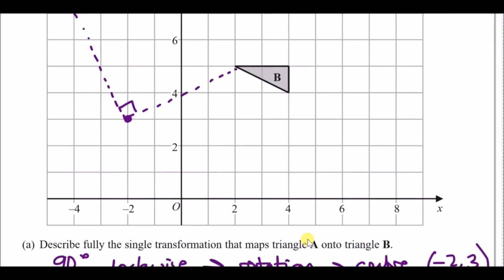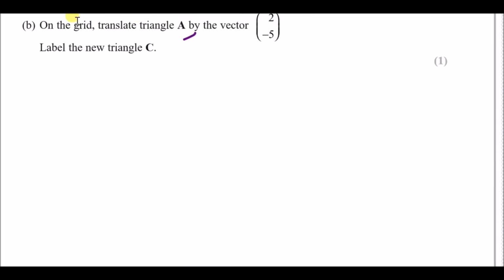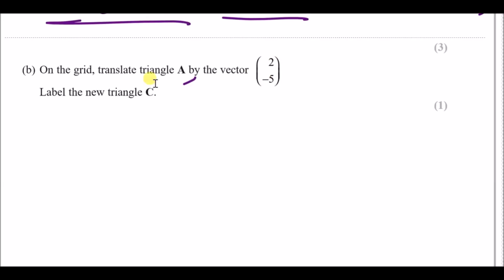Okay, guys, so we're back on the paper now, so I just copied it all here. So let's look at part B. So on the grid, translate triangle A by the vector 2, -5. Okay, translate literally means move the triangle across by a direction of 2 on the x-axis and downwards by 5 on the y-axis. Okay, now label the new triangle C.